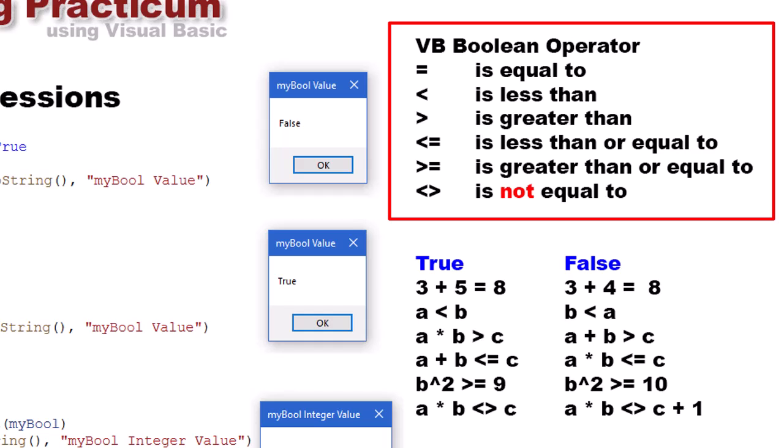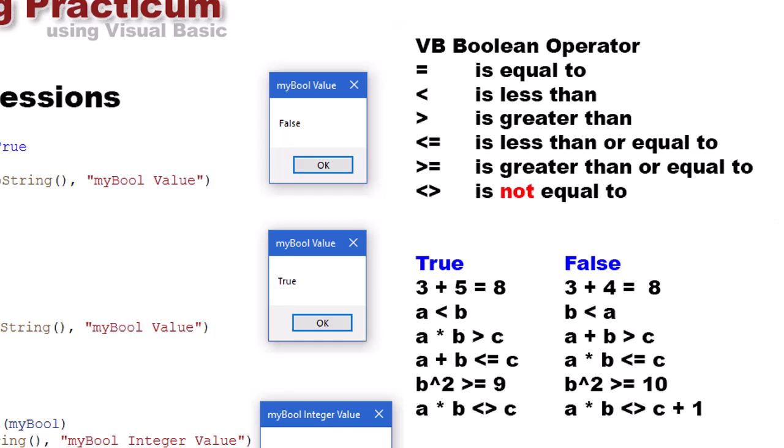Then we have the less than symbol, so the side to the left is less than the side to the right. And then greater than, side to the left is greater than the side to the right. We have a less than or equal to, so it can be equal to it or it can be less than. And then a greater than or equal to. And then in Visual Basic, for the not equal operator, it is a less than greater than.